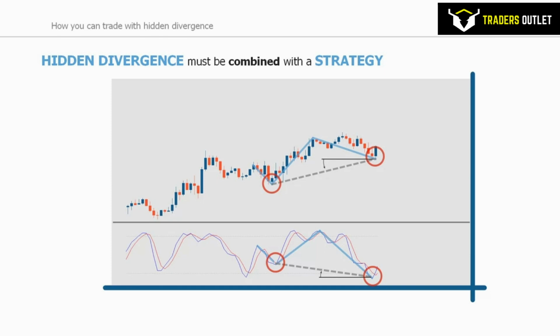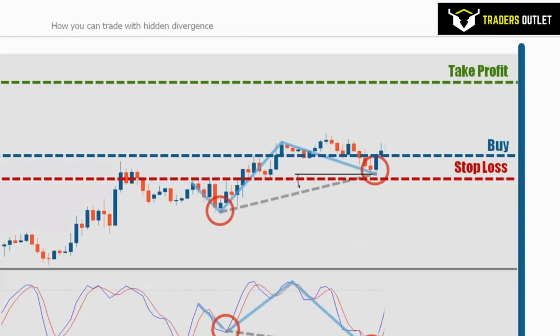Hidden divergence can be helpful in preparing to enter into a trend early on, but it must be combined with a strategy defining the entry, stop loss, and profit target.